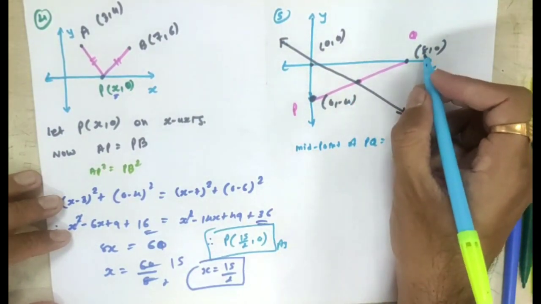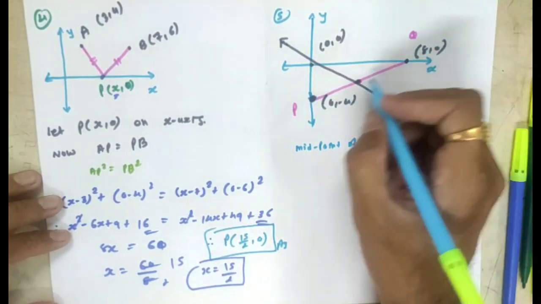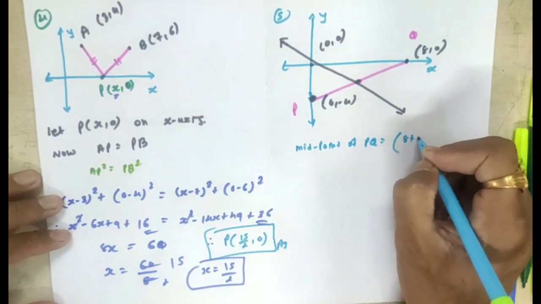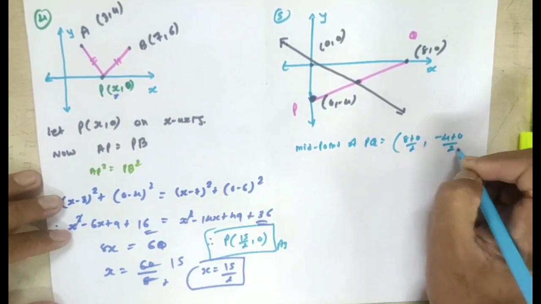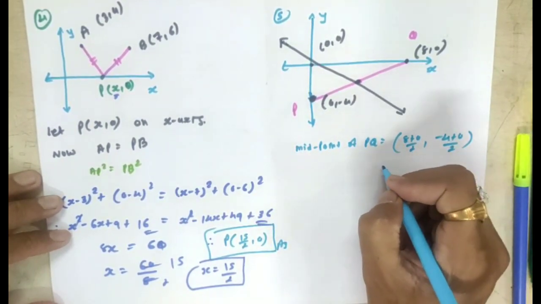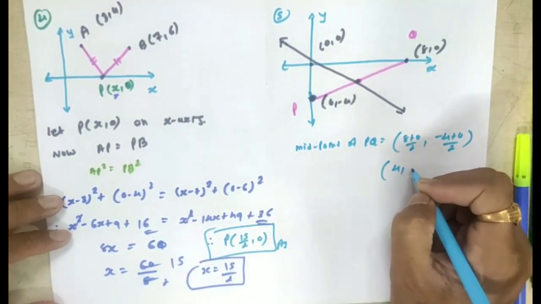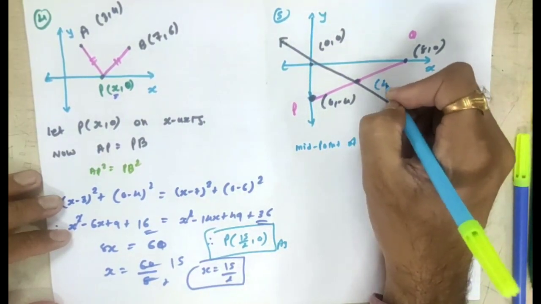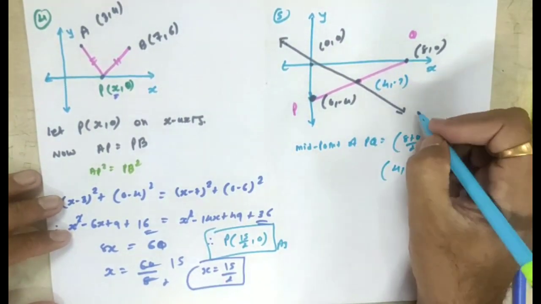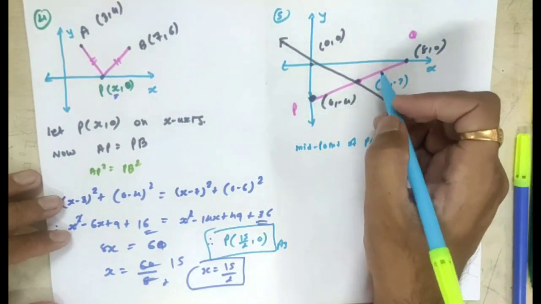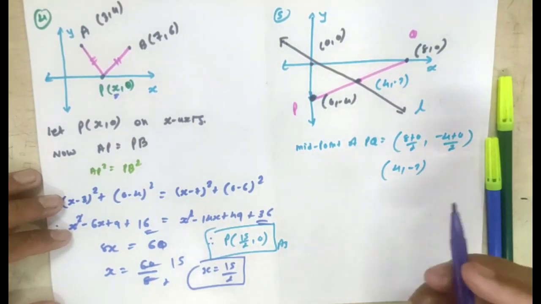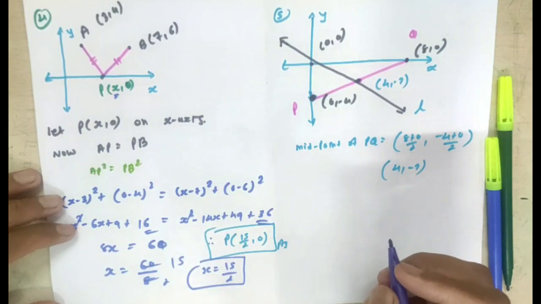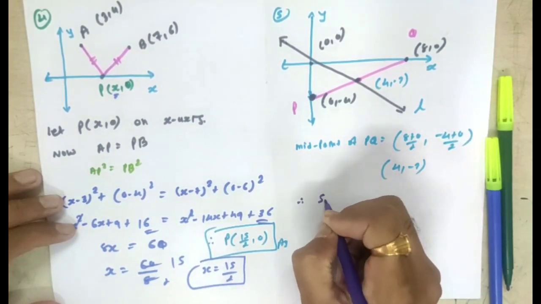Addition of x coordinates by 2, so 8 plus 0 by 2, and y coordinates minus 4 plus 0 by 2. So the midpoint of line segment PQ is 4 minus 2. So this point is 4 minus 2. Now we have to find the slope of this line L, which is passing through 2 points 0 0 and 4 minus 2. So we know the formula for the slope of a line passing through 2 points. What will it be?